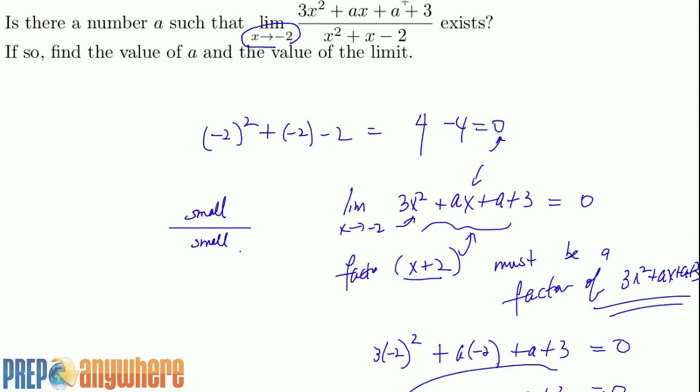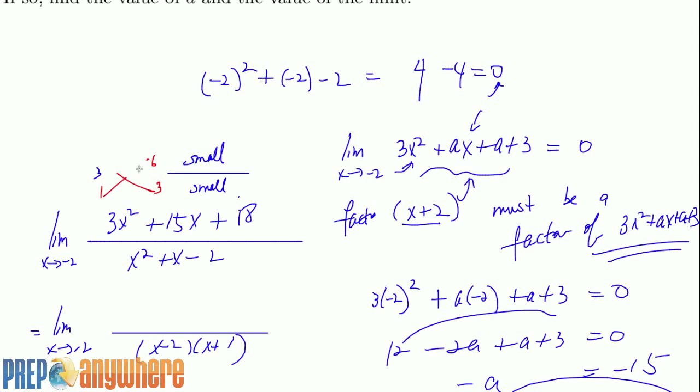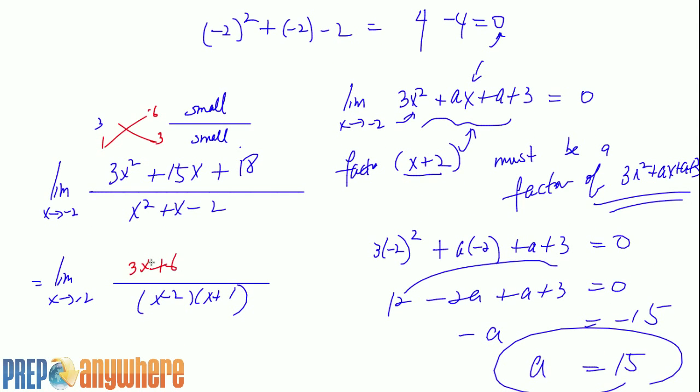Okay, and we actually have to find the limit as well. So let's replace a with 15. So 3x squared plus 15x plus 15 plus 3 is 18. Okay, so let's factor that. It'll factor with 3, 1, so 6 and 3 like that. So it's 9 plus 6, that's 15. So you get 3x plus 6 and an x plus 2, x plus 3.